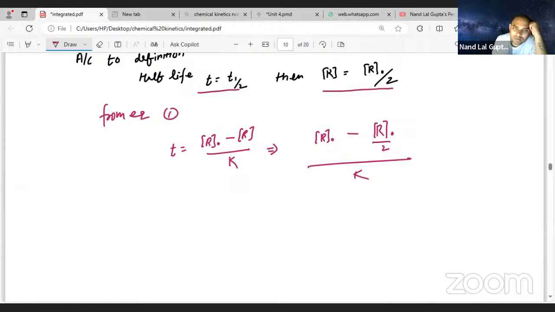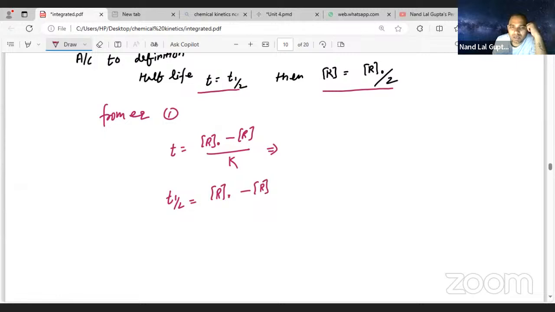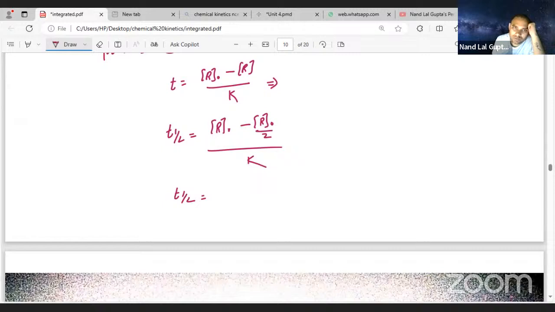Directly we cannot write here; we need to write on the next line. At the place of T, this will be T half is equal to R naught as it is minus, at the place of R, R naught by 2 total divided by K. So T 1 by 2 is equal to R naught minus R naught by 2, divided by K. If you solve this, taking LCM as 2, we get 2 R naught minus R naught, divided by 2K. So T 1 by 2 is equal to R naught upon 2K. This is the final equation.